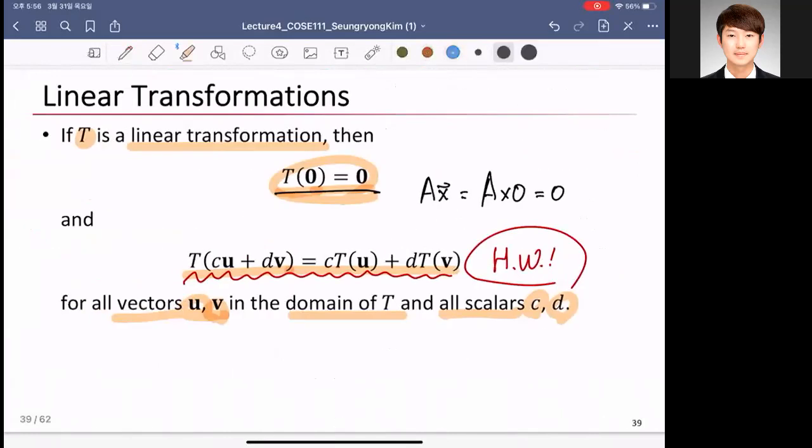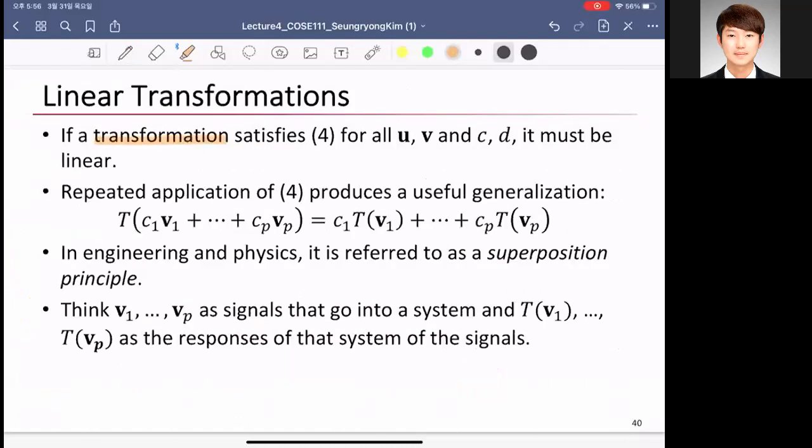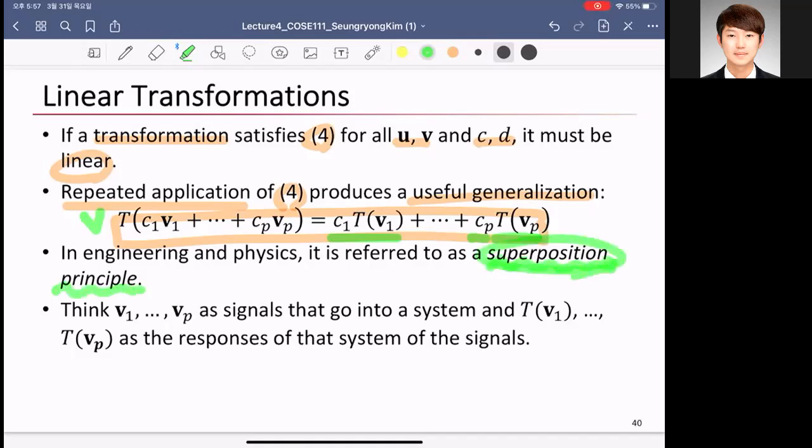So let's say this equation is the equation form. If a transformation satisfies the previous equation form for U, V, C, D, it must be linear. And repeated application of the form produces a useful generalization. Not just vectors U and V, but you can generalize: T of an arbitrary set of vectors, C1 V1 plus C2 V2 plus up to CP VP, is equal to C1 T of V1 plus C2 T of V2 plus up to CP T of VP. In engineering or physics, this is referred to as the superposition principle. Think of V1, V2, up to VP as signals that go into the system, and T of V1 through T of VP as the responses of our system.